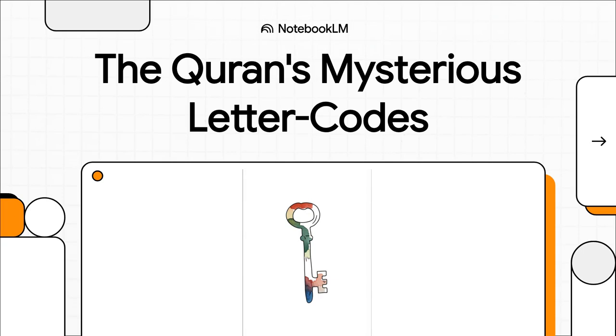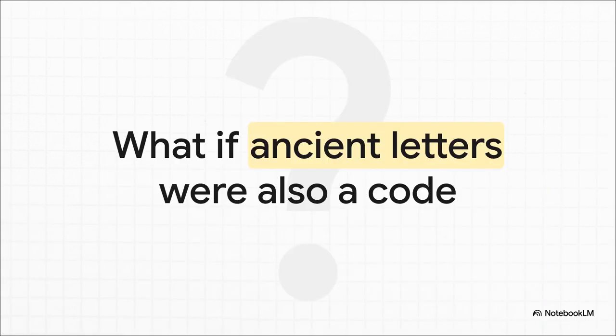Welcome to the explainer. What if some of the most mysterious parts of an ancient text weren't just words? What if they were actually a hidden code, just waiting for someone to crack it? See, for centuries now, there's been this mystery. At the very beginning of 29 specific chapters of the Quran, you find these strange, disconnected letters. And they've been puzzling scholars and, well, pretty much everyone who reads them for a very, very long time.